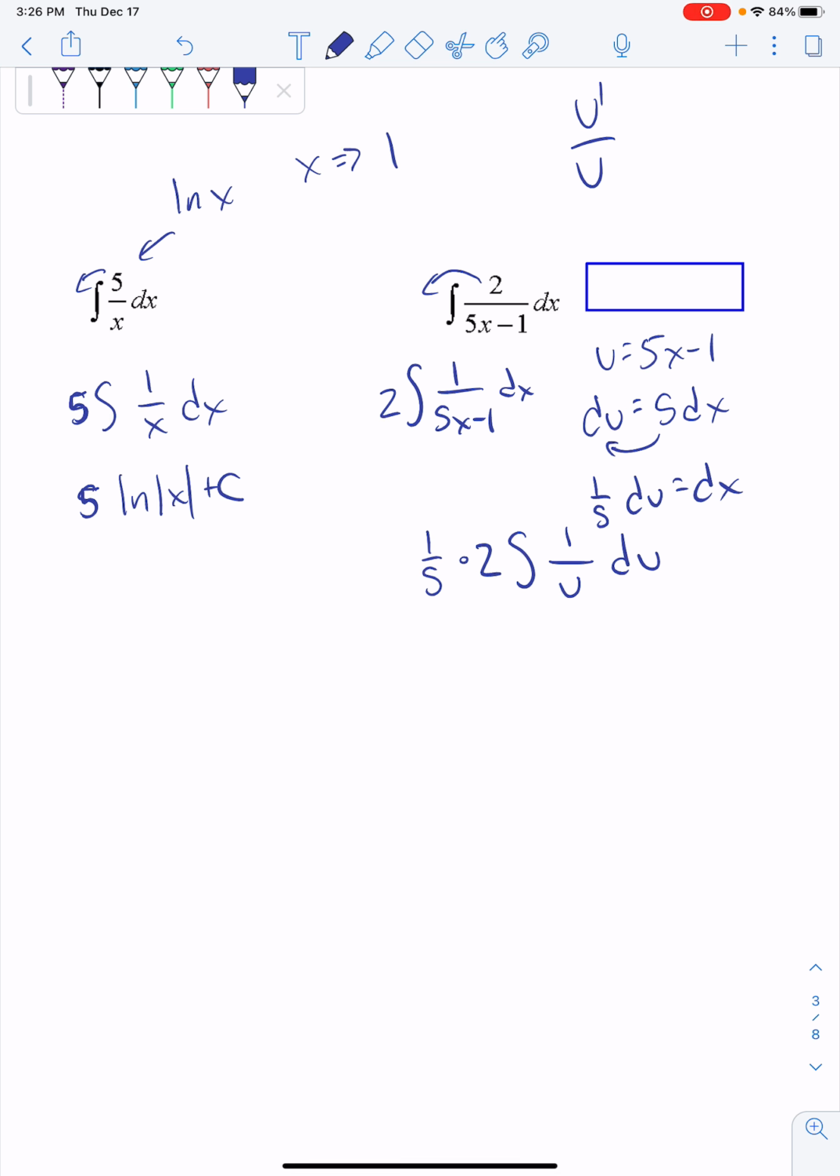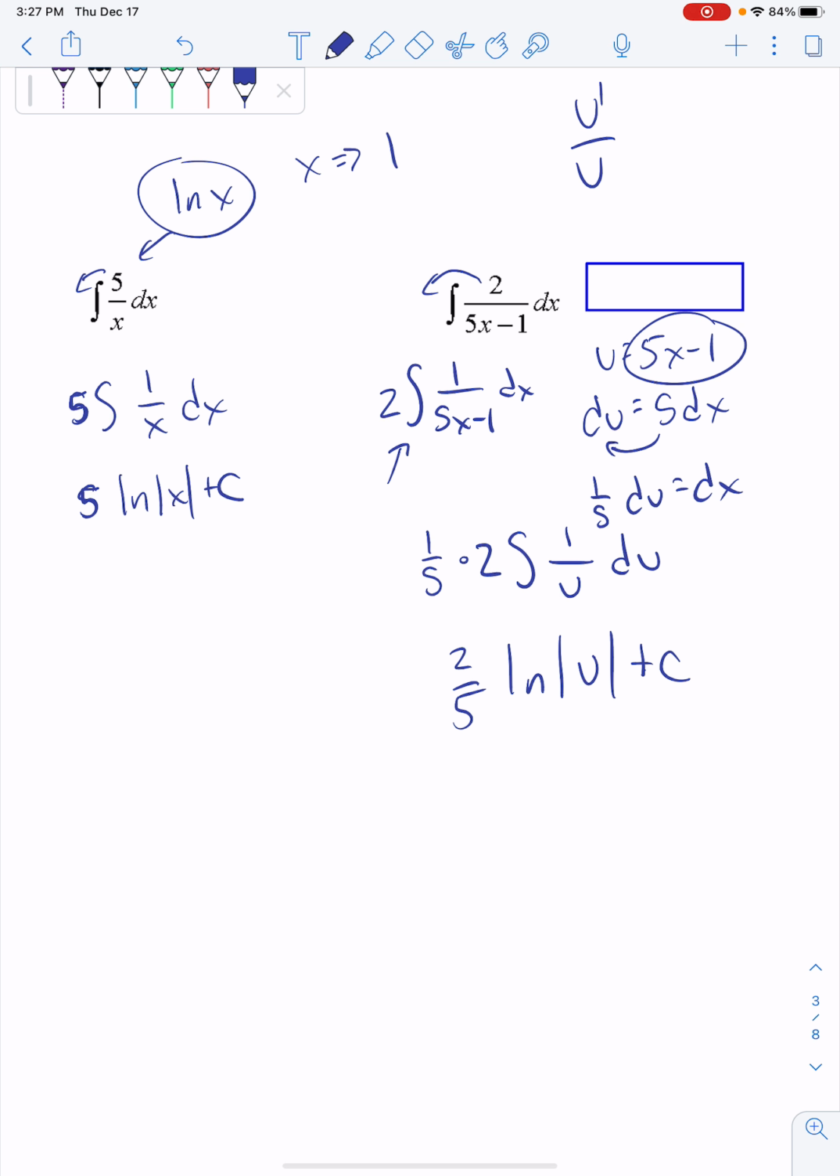I've got my 1 over u, that just looks like my natural log, right? So this is just 2/5, and then that becomes the natural log of u plus c. My only problem is I can't just leave it as u because this is an indefinite integral. So I've got to plug my 5x minus 1 back in.